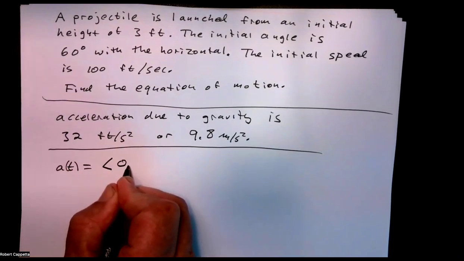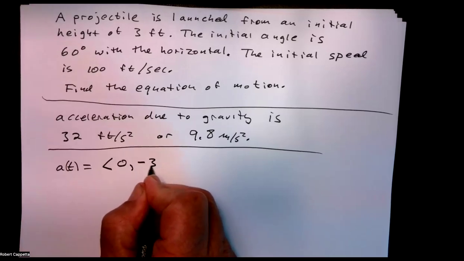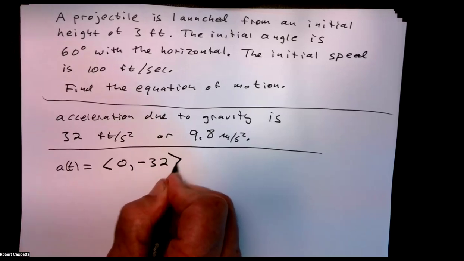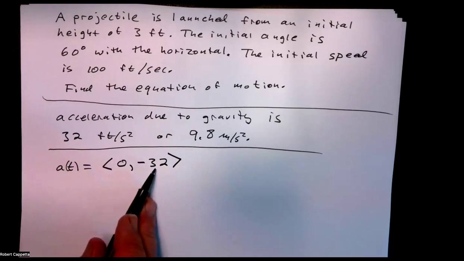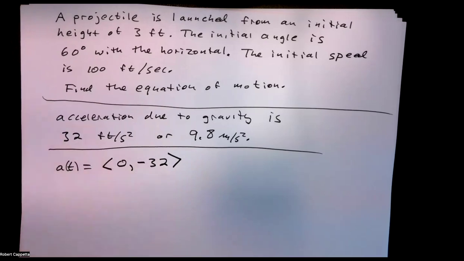There is no issue in the x direction, but it is 32 feet per second squared in the negative direction in terms of height. So t is going to represent time, and this value is going to represent height. So where do we go from there?